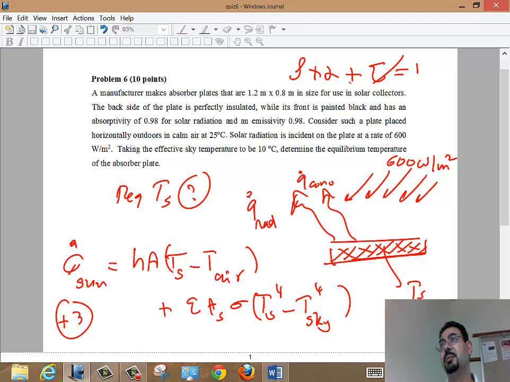So obviously rho is 0.02. So now what do you want with rho? Why are you asking about rho? What do you want to do with it?